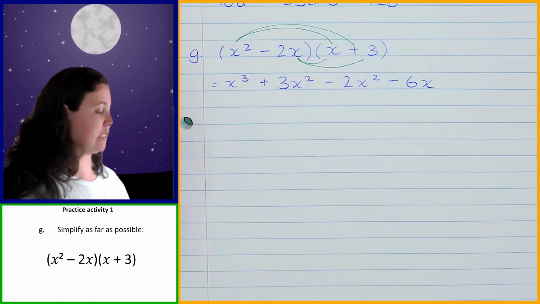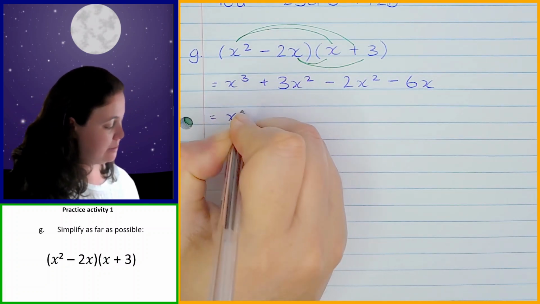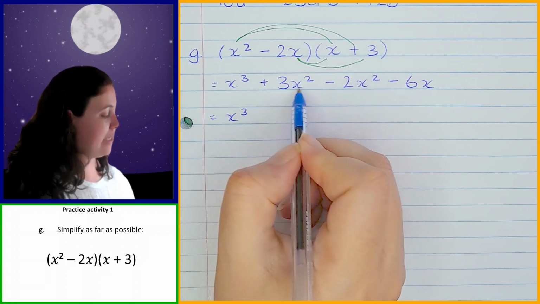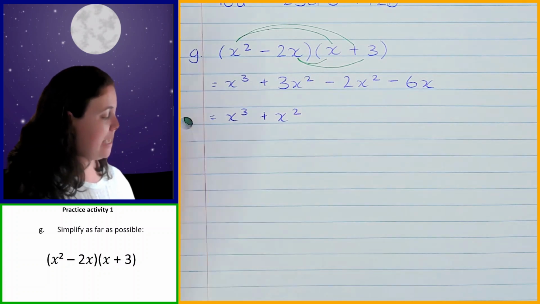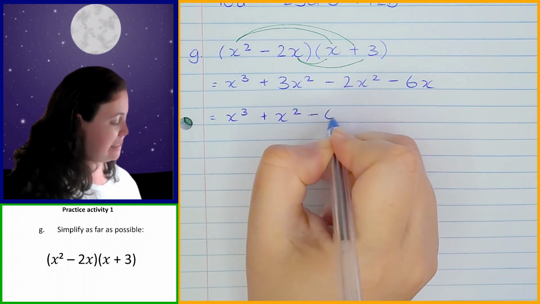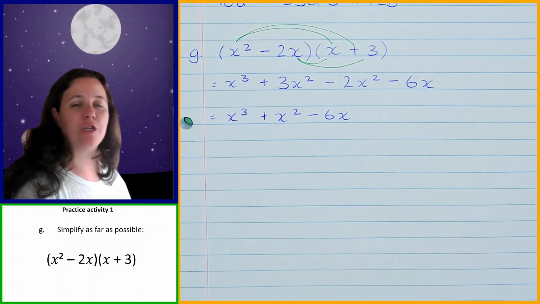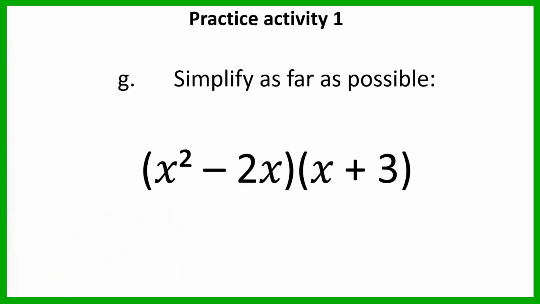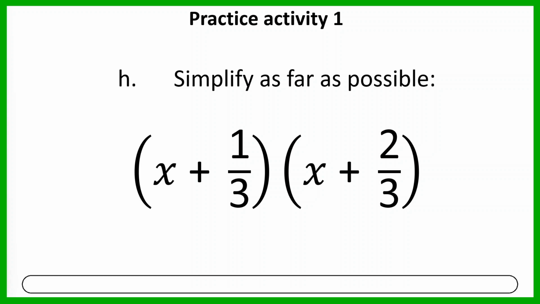Now we're going to go and collect our like terms. So I've got x cubed is the only x cubed, so it stays as it is. Then 3x squared minus 2x squared gives me plus x squared. And then minus 6x stays as it is because it's the only x. Okay, so that you should have got for question G. Now we're going to go on to question H. In question H, you've got x plus 1/3 multiplied by x plus 2/3. I'm going to give you 1 minute for this one as well.